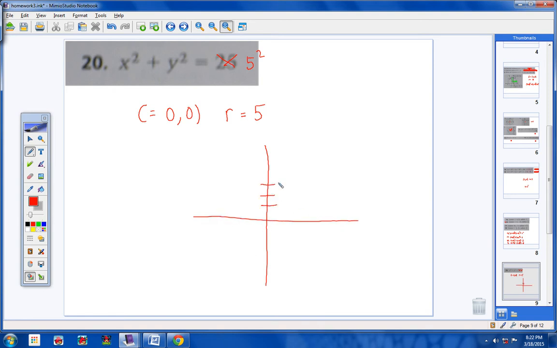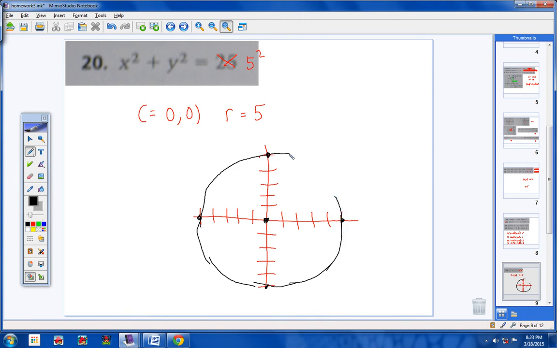Go ahead and draw your coordinate plane. You always plot your center first. So plot your center, 0, 0, and then from there, I always draw 4 radii. So the radius is 5. So go over 5, go up 5, go over 5, go down 5, and there's your circle. I am in no way, shape, or form going to take off points if your circle's not perfect. We're just trying to get a basic sketch of the graph, okay? There it is.